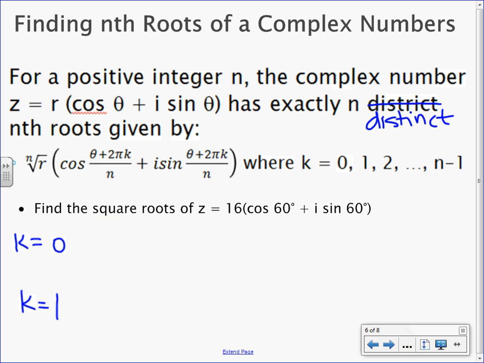Since we're finding the square root, n is 2.